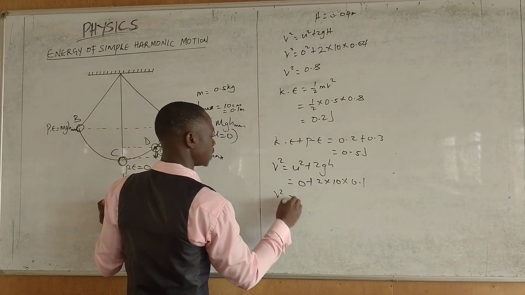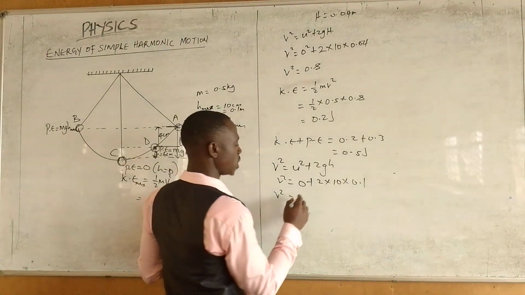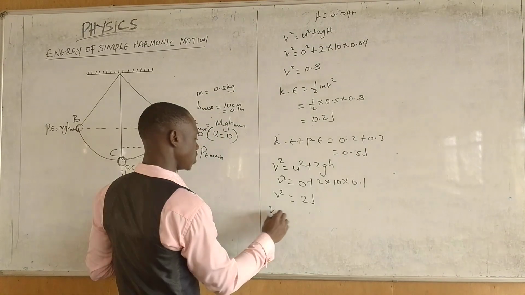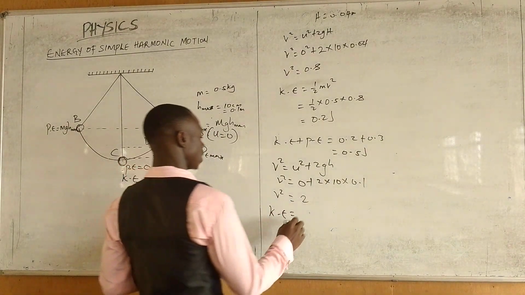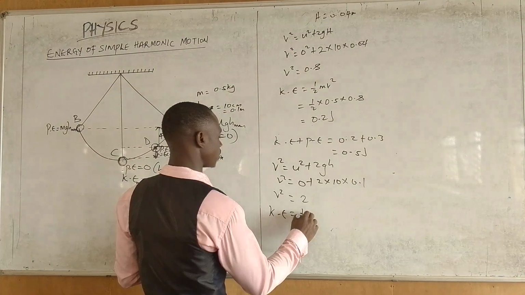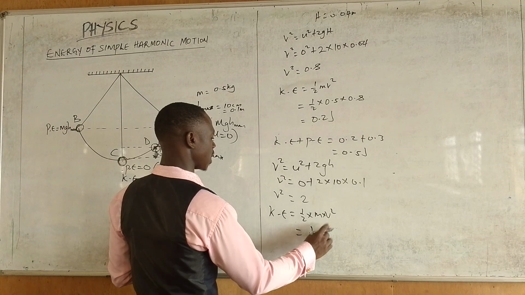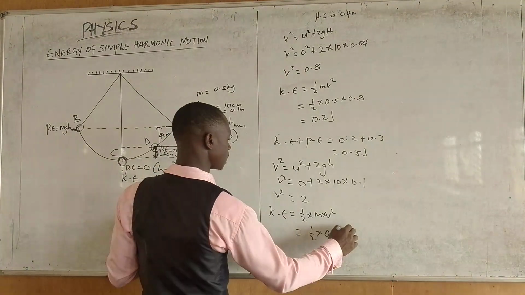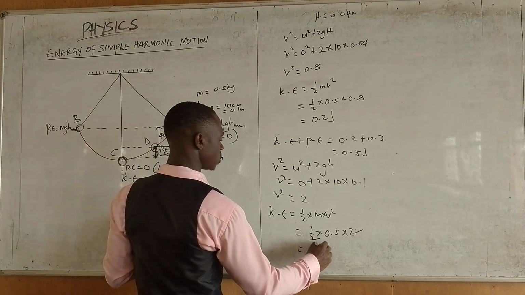So that v square will now give us what? V square is 2. Now, let's calculate KE. Sorry, not 2 joule, 2 meters per second, I mean. So KE will now be half times m times what? V square, which is now half times, what's the mass again? That's 0.5 times, what's our V square? 2. So this cancels this.